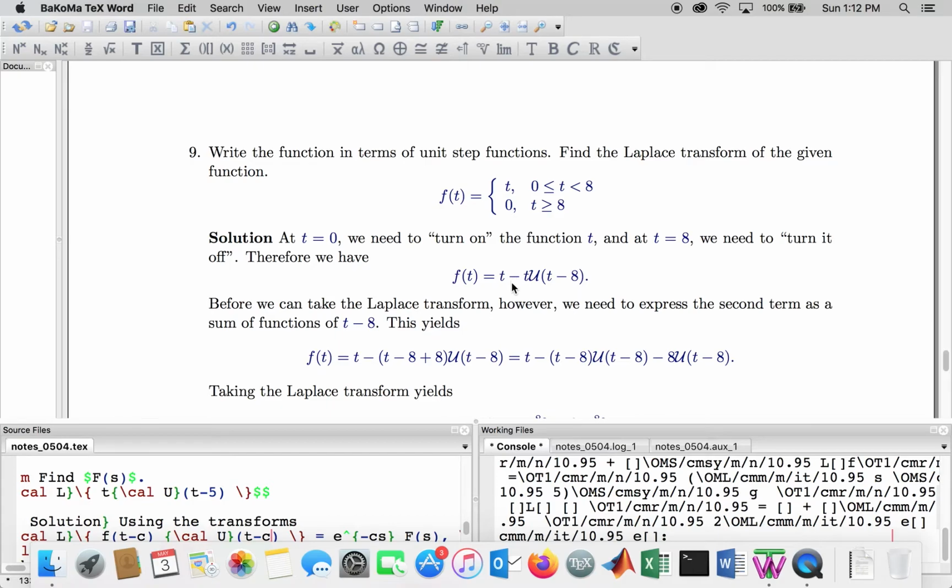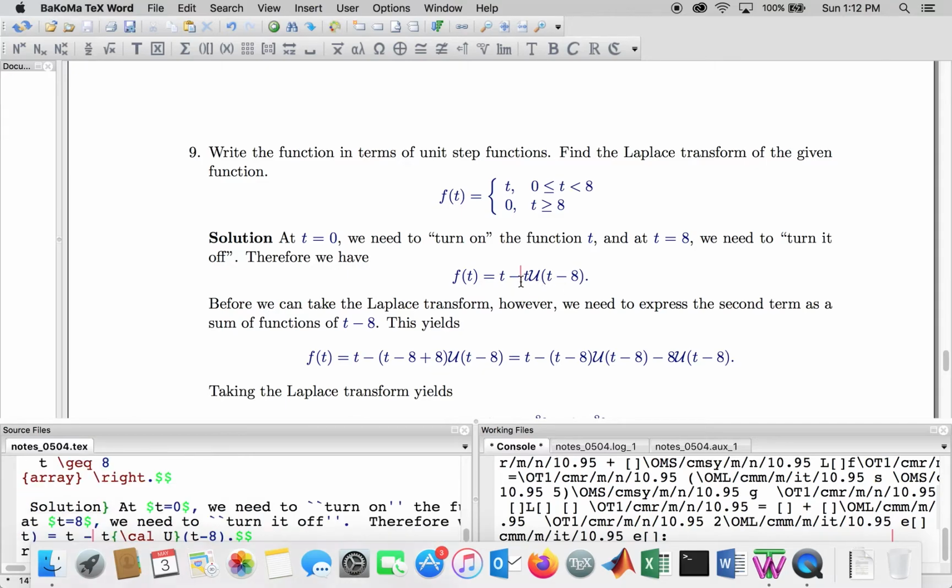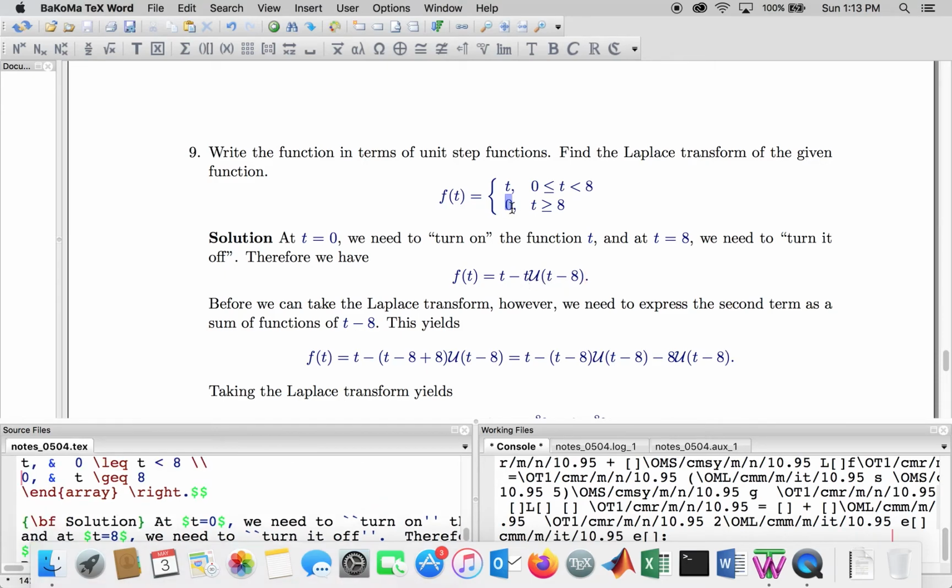So we subtract off t, the function we're turning off, times a step function at t equals 8. So that way, when t is less than 8, this term will be 0. Once t is equal to 8, from that point on, u of t minus 8 will be equal to 1, and then we have t minus t, so they cancel out and give us what we're supposed to get, 0. If there had been something else here, we'd have to turn that function on, but here we're just turning off t. So this is f of t written in terms of unit step functions.